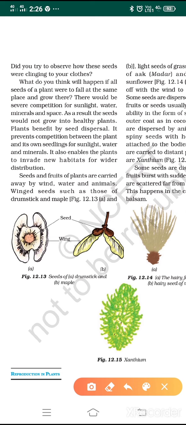And even animals: when animals travel from one place to another, the seeds clinging to their bodies fall down in some other place when their body is washed or when they rub it, so automatically new plants grow.